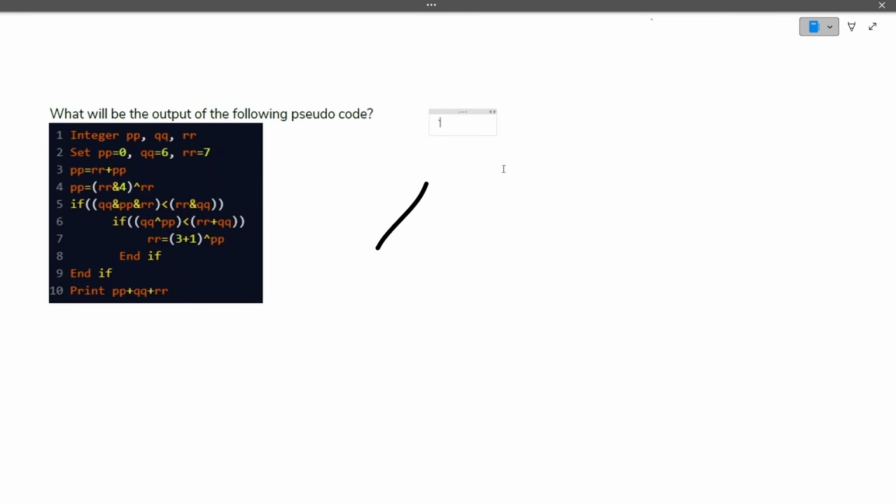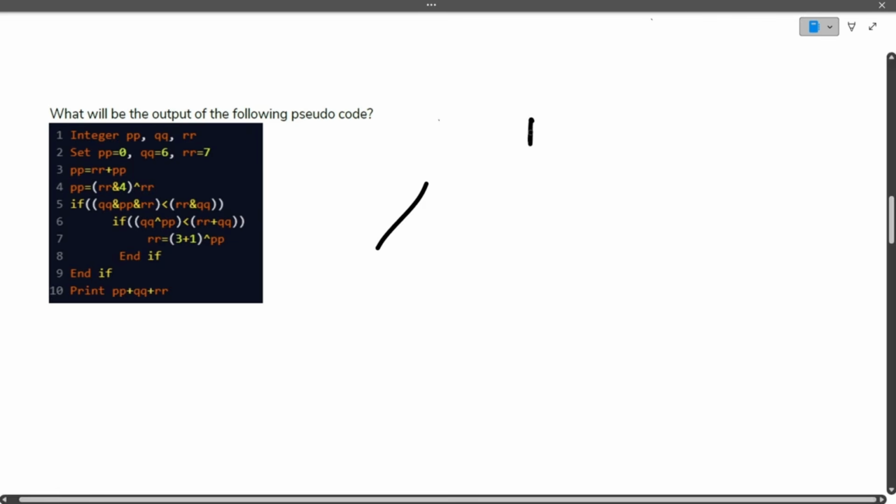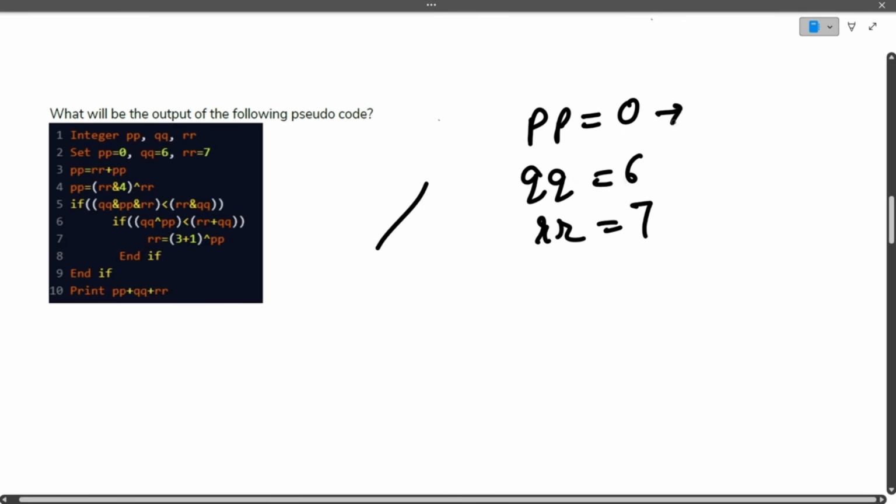Okay, so the next pseudocode: we are given again three variables. PP is given, QQ is given, and then RR is given. What are their values initially? 0, 6 and 7. First of all, PP becomes RR plus PP. RR was 7 plus PP was 0 only, so it has now become 7. So total now has become 7.